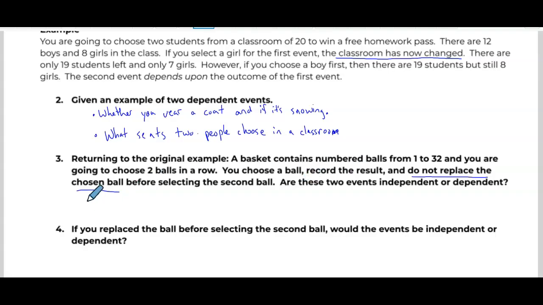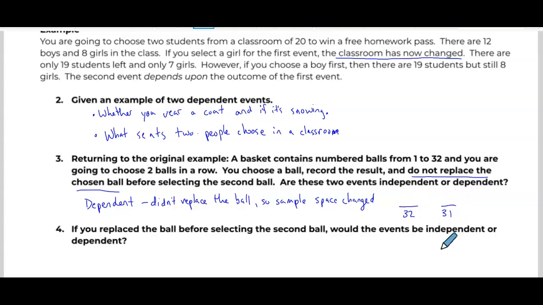So these two events are considered to be dependent because I didn't replace the ball. And so the sample space changed. So if I was doing a probability problem with this, the first fraction would have a 32 in the denominator. The second fraction would have a 31 in the denominator because I didn't put the ball back.